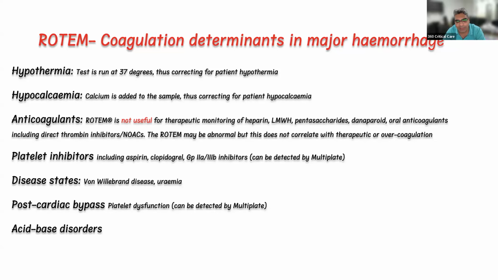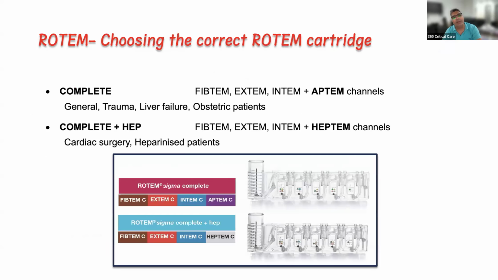This is a usually asked question in the exam. They will be asking what are the coagulation abnormalities that a ROTEM cannot detect for you. Now there are two types of ROTEM where one checks with or without heparin.